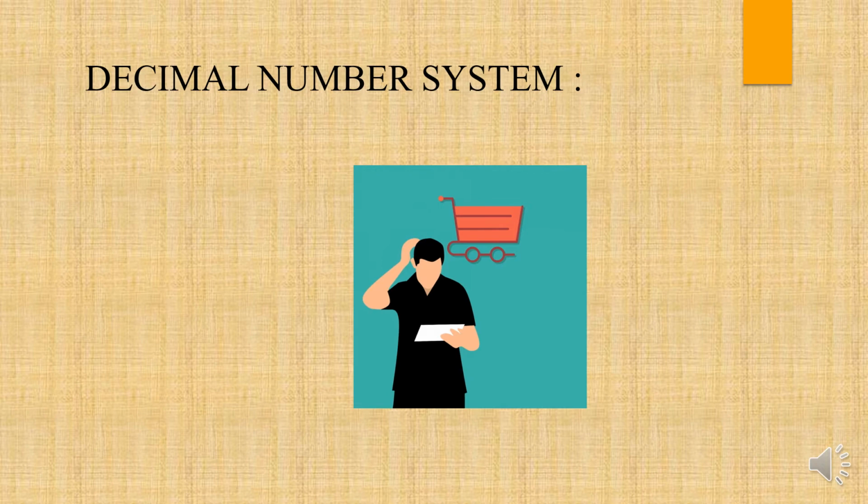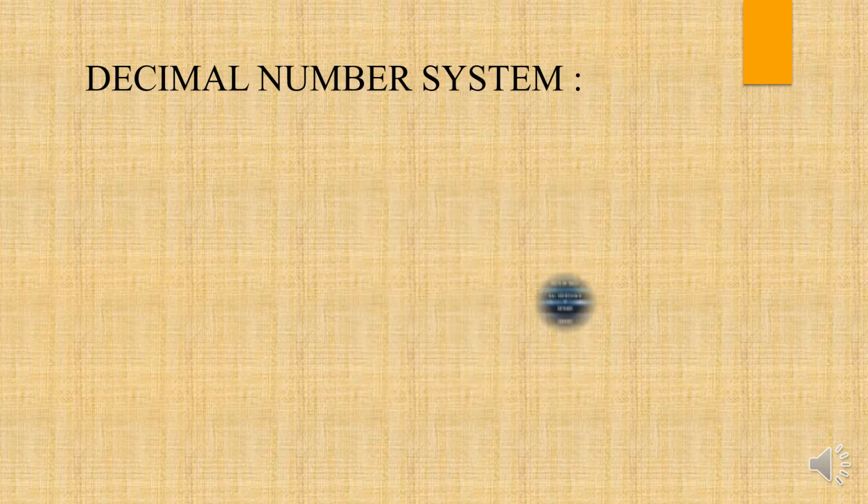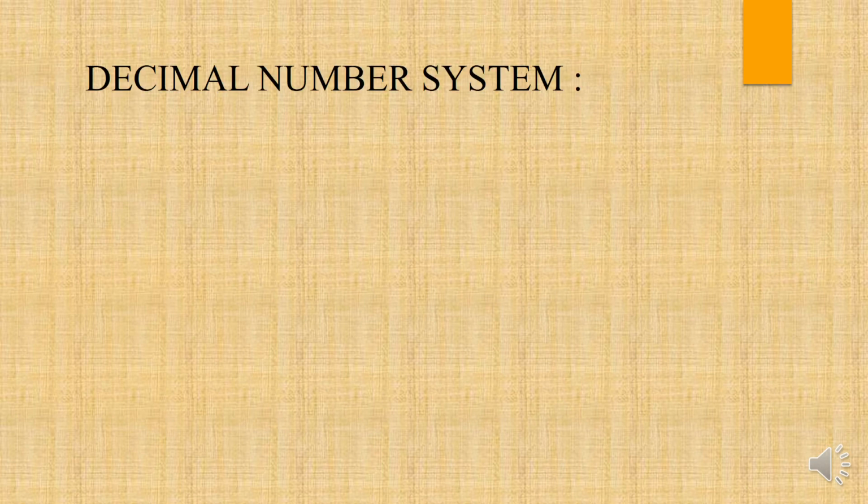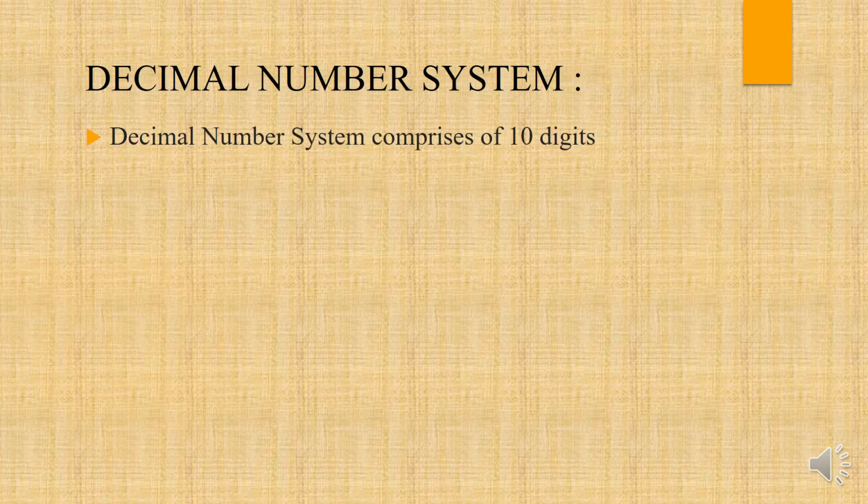And any type of bill that we generally receive at our home, we can also see in the decimal number system. Okay, and another example could be the matches that we see. We can also find the scores generally represented in the decimal number system. Okay, so these are just examples where we can find that we use the decimal number system. Okay, so in the decimal number system we can say that it comprises 10 digits, right?